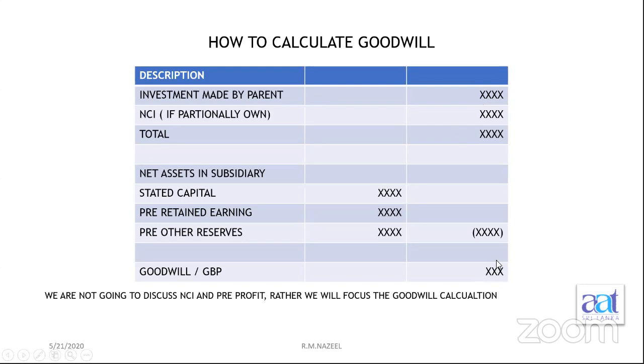So you need to find whether it's an excess or a shortfall. Excess means an asset, and a shortfall is the profit for the parent. I have highlighted again here, we are not going to discuss NCI or any profit here. The objective of this slide is to get the goodwill. So you take the investment, compare it with the net assets in the simplest format, and see how it evolves. Now you can see the next question.